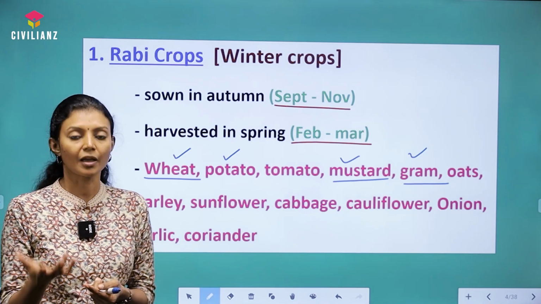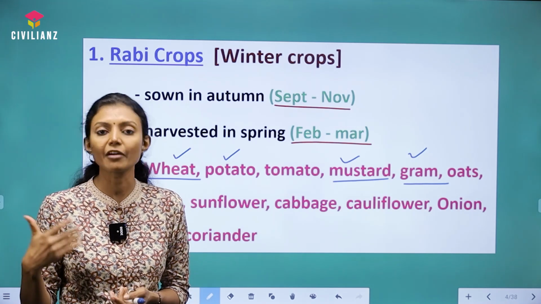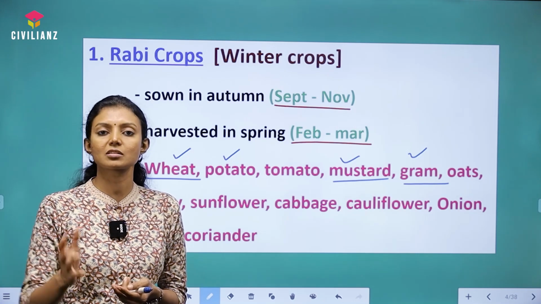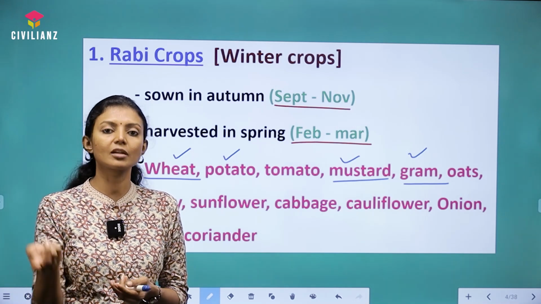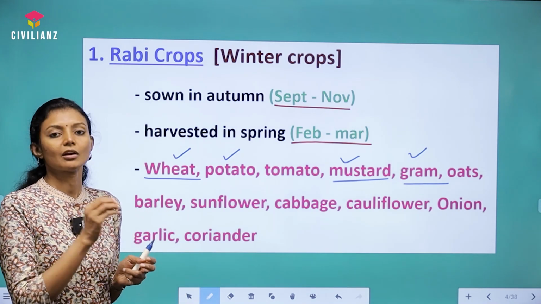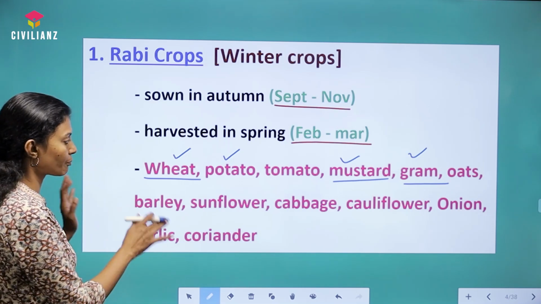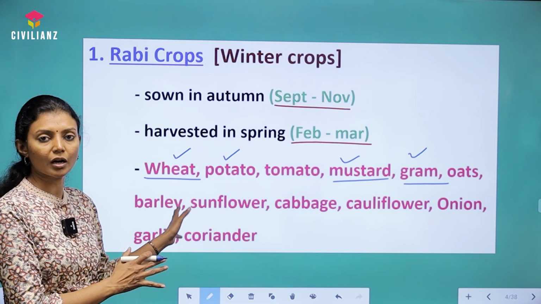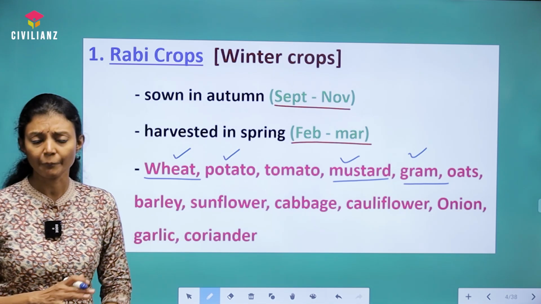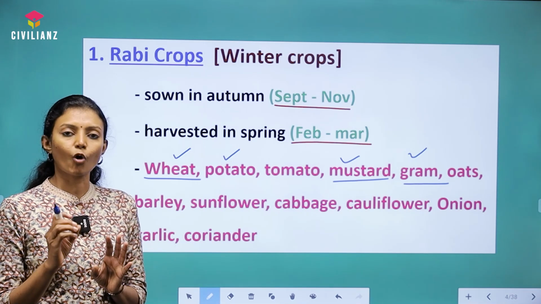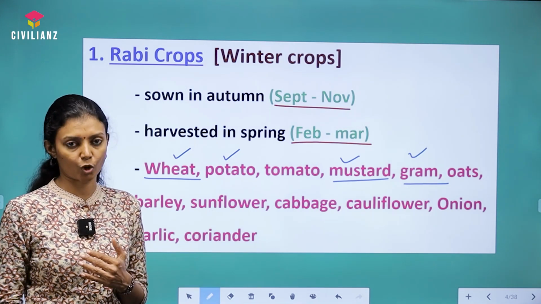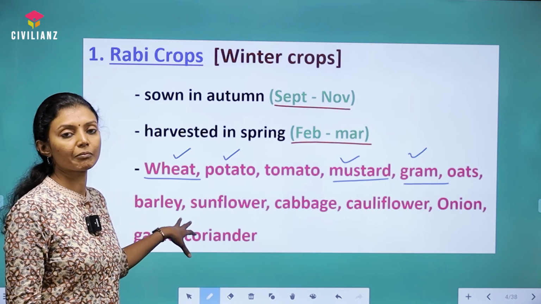It belongs to the same season, and therefore the discharge requirements may vary. So if you are providing water to crops belonging to the same season, it is different. If they belong to different seasons, you have to take it differently. So that is why we should be aware of some of the rabi crops which are grown in India. Wheat is the main cereal that is grown under rabi crop. Wheat, potato, tomato, mustard, gram, oats, barley, sunflower, etc. And in general, the water requirement is less for a rabi crop compared to a kharif crop. Kharif crops require more water compared to rabi crops.